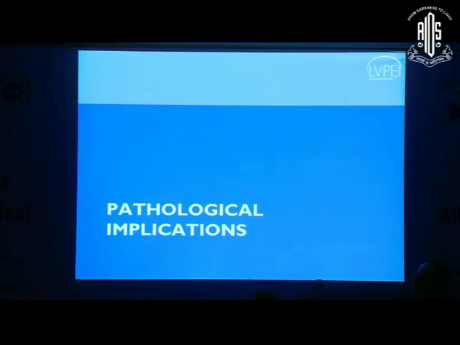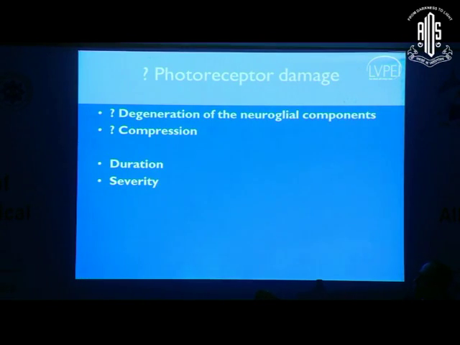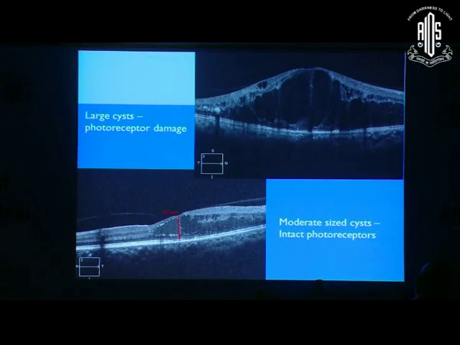What these cysts actually cause, let's look at the pathological implications. The first effect these cysts can cause is photoreceptor damage. There could be, these are just theories, a degeneration of the neuroglial component because of the large size of the cyst. They are actually compressing these cells. They are causing lateral compression as well. And this could be related to the duration or the severity of the cystoid edema.